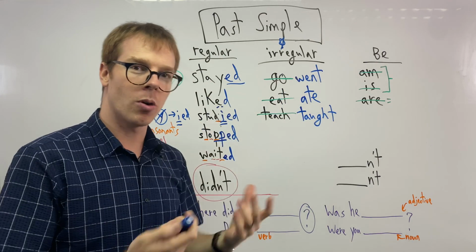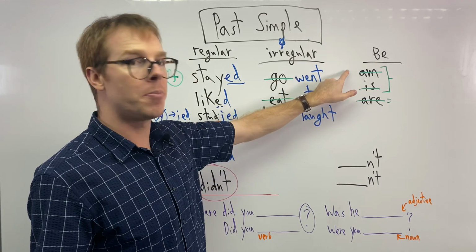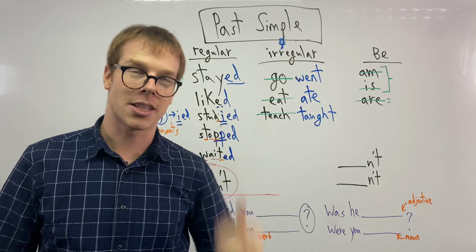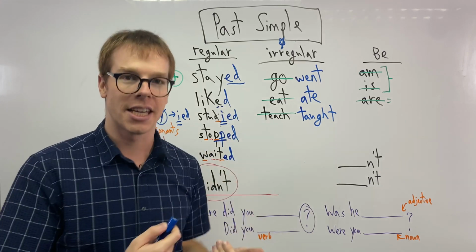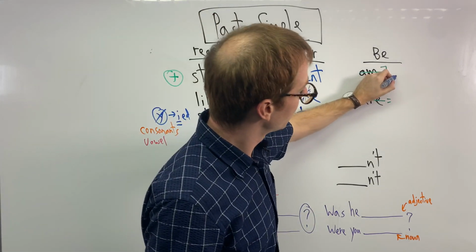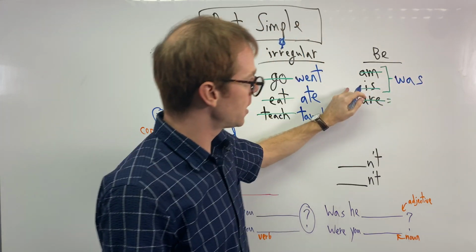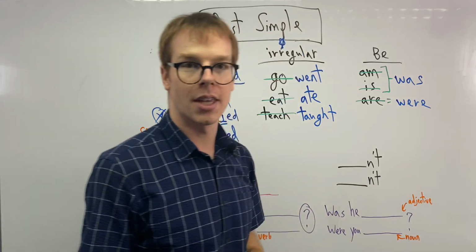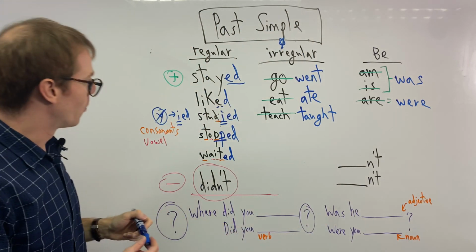We have one more kind of verb over here. We have our be verbs. We have am, is, are. Last week we said, I am, you are, he is. For past, we have that new word. I am, I was. He is, he was. Are changes to were. So now we have these words.